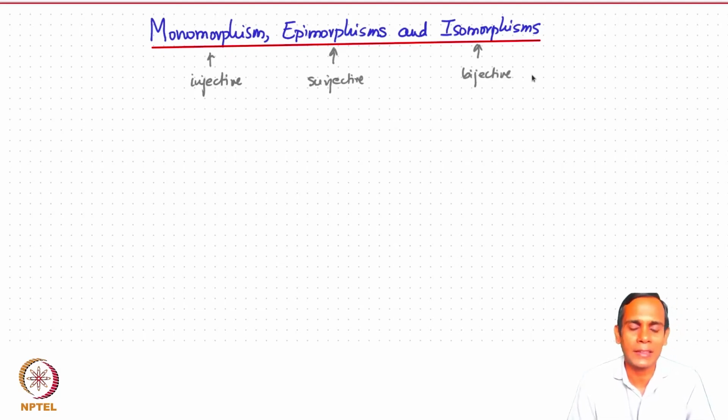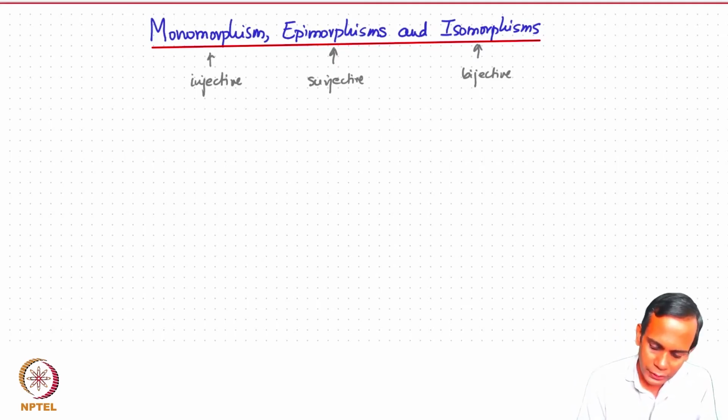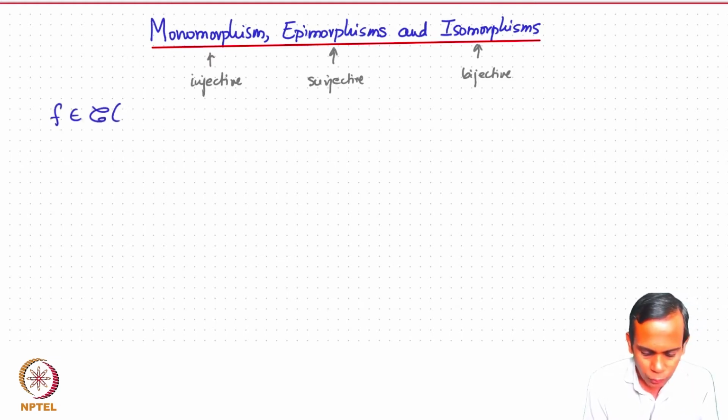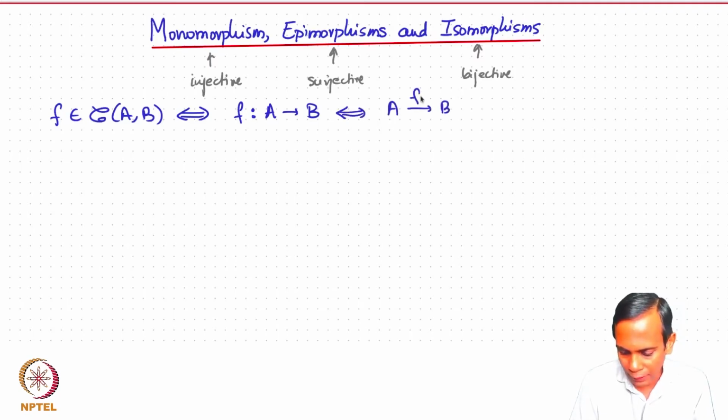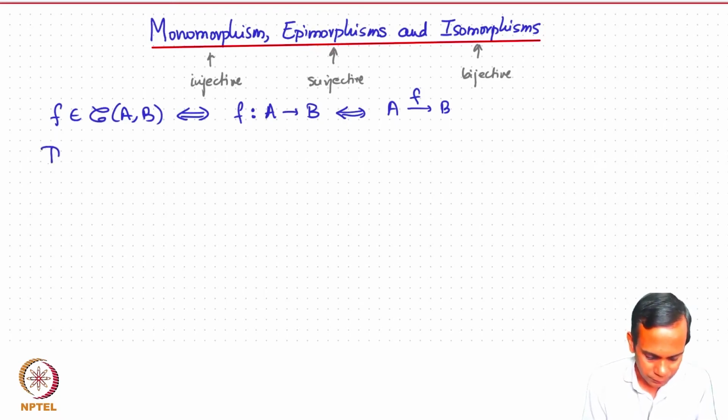But that's only for the category of sets. In general, these have very specific meanings. So let's move on to the definitions. One bit of notation I should mention: if f is an arrow in the category C from A to B, I will also use the notation f colon A to B, as if f were really a function from the set A to the set B. And I will also use the notation A to B, f is an arrow from A to B. In these two notations, the category C is not mentioned. It should be implicit. Okay, so now on to the definition of a monomorphism.